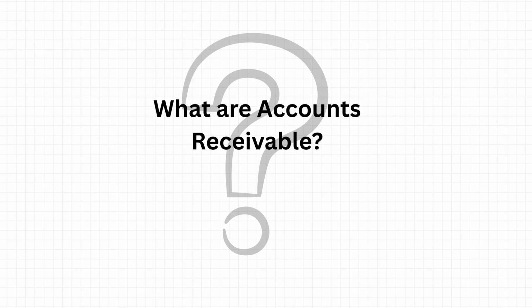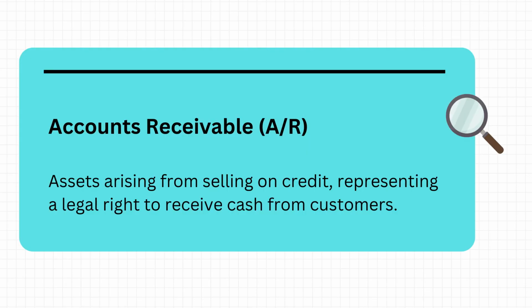So first things first, what exactly are accounts receivable? In simple terms, they're the amounts customers owe you because you sold them goods or services on credit. Instead of paying cash up front, they pay on account. These are also called trade receivables, and since most are collected within about 30 days, they appear as a current asset on the balance sheet.